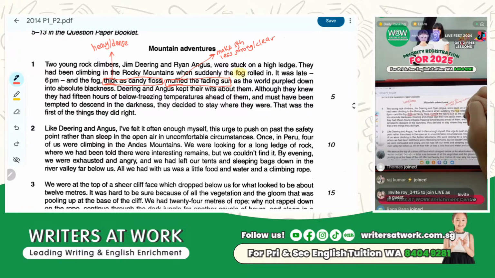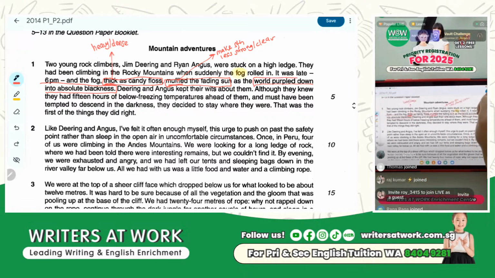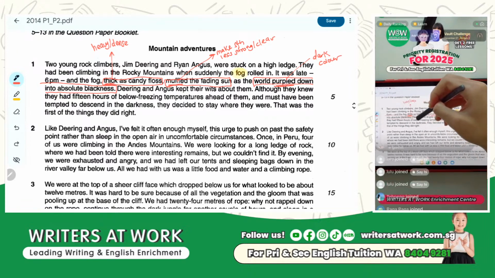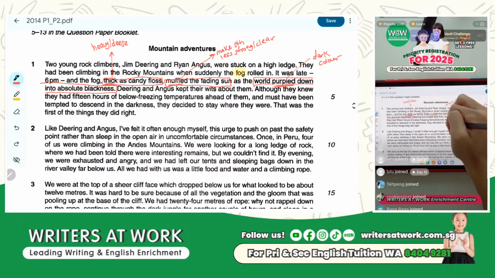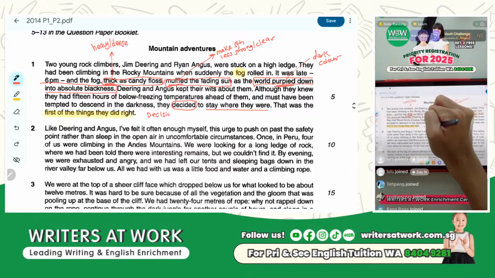Okay, the next one we observe is the world purpled down into absolute blackness. So this purple, right, we're looking at that kind of dark reddish blue color. It's a dark color, which means that the sun is blocked and it's going to set already. So it means that your visibility will fall very, very significantly. Now, if you observe, you can see that it was 15 hours of below freezing temperatures, and it'll be very dark, right? But they decided to stay where they are. Okay, can you see decided? So they made a decision here. And this was the first of the things they did, right? So you can see this is decision one that has been made.